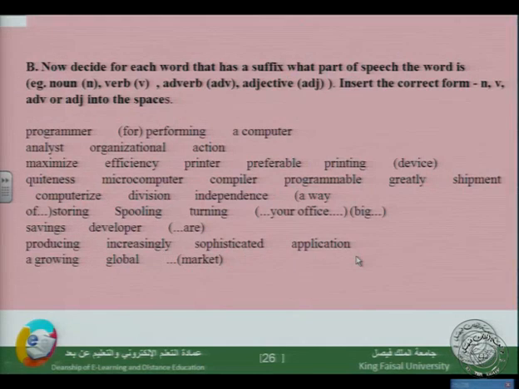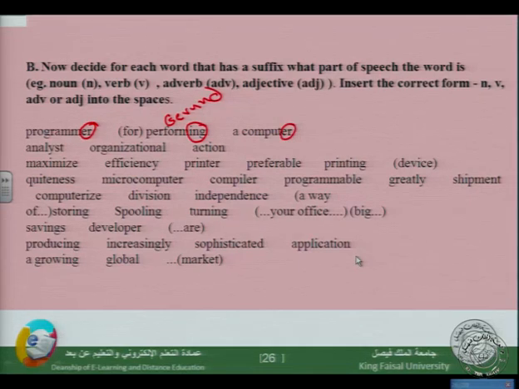Now decide for each word. This exercise is related to the previous one, and you need here to decide for each word that has a suffix what part of speech the word is. What does part of speech mean? It could be a noun, verb, adverb or adjective. For example, the word programmer ends with er. What is this that we talked about? It will be a noun. For performing, for example, after for, performing is a gerund. If there is a verb to be before it, it is a present participle.